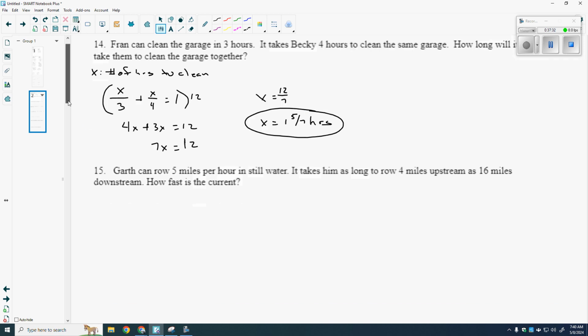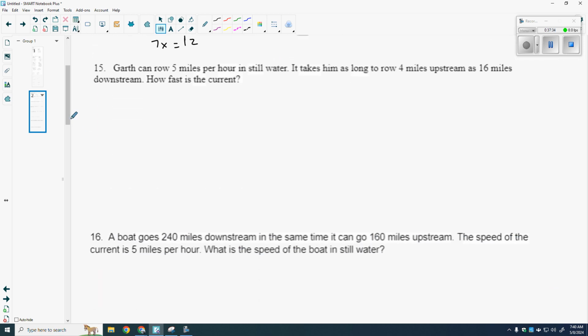Hardest part, setting it up. 15. Garth can row 5 miles per hour in still water. It takes him as long to row 4 miles upstream as it does to go 16 miles downstream. How fast is the current?